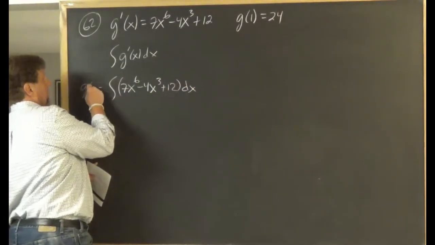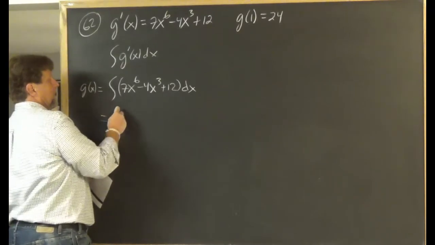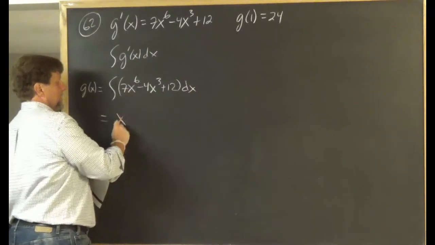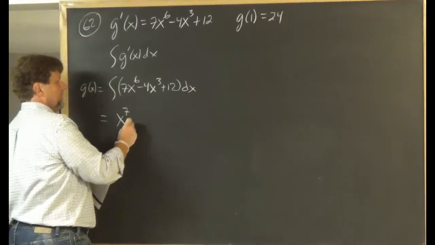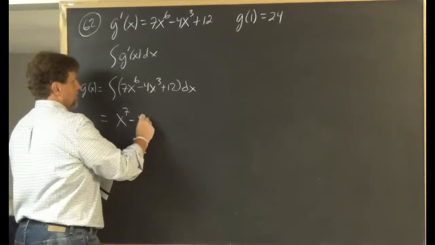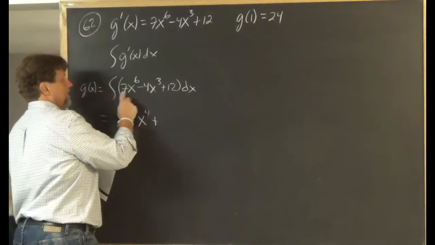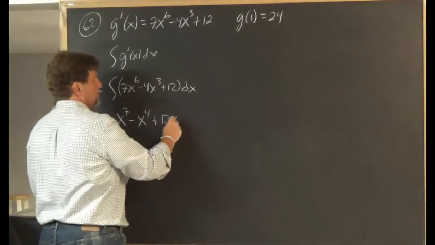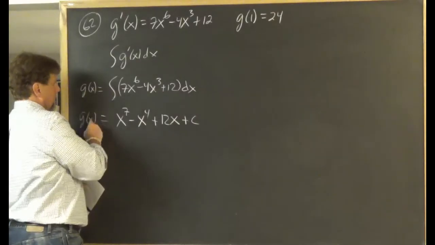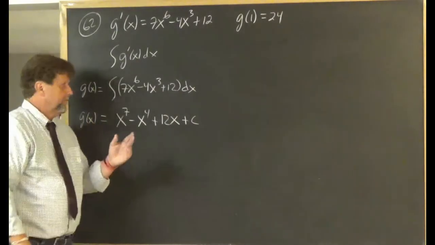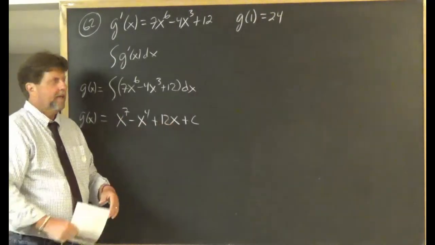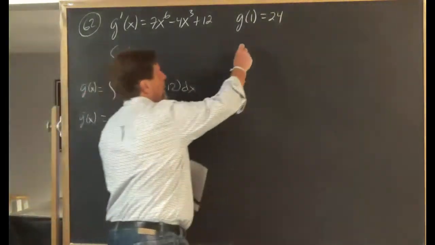I should note that this is g of x. Term by term integration, the antiderivative of 7x to the 6th is x to the 7th. The antiderivative of 4x cubed is just x to the 4th. The antiderivative of 12 is 12x. Tack on a plus c. So here's where we're at. This is our general solution: x to the 7th minus x to the 4th plus 12x plus c. So let me pull it over here.